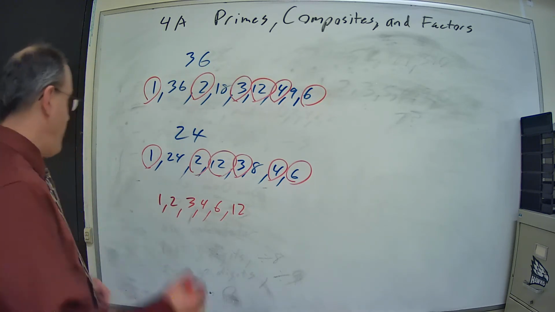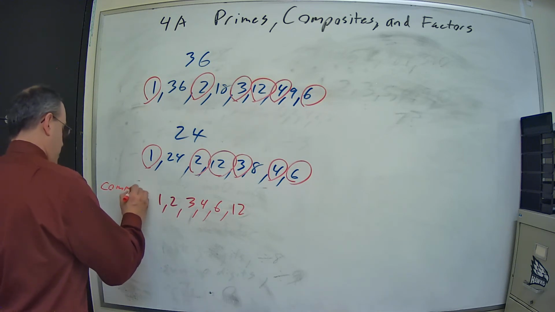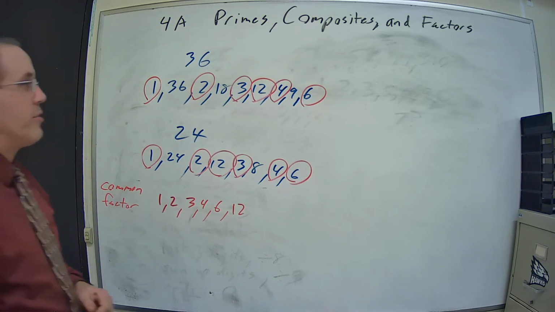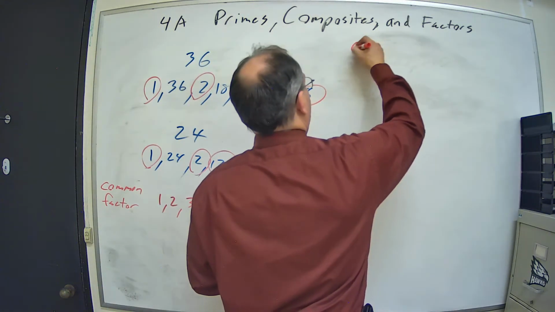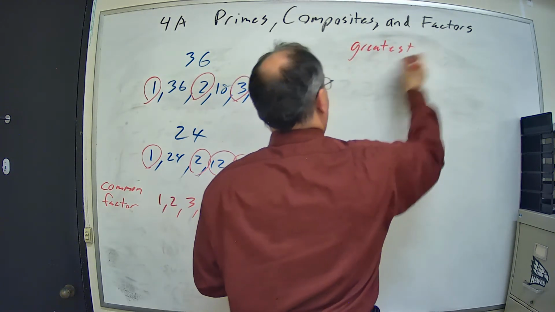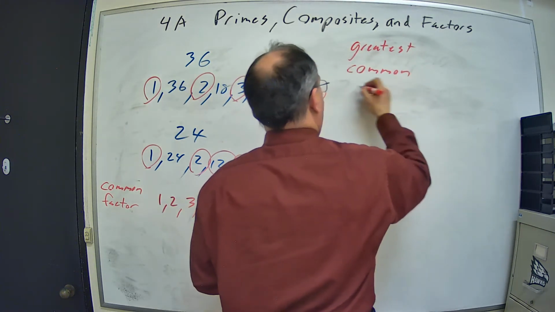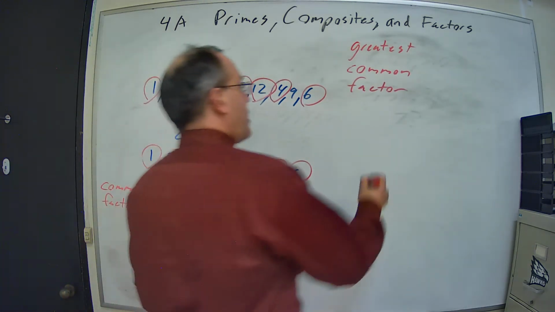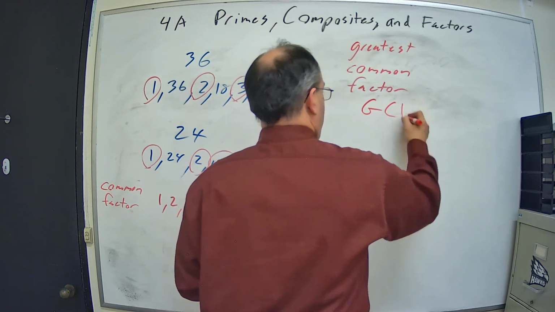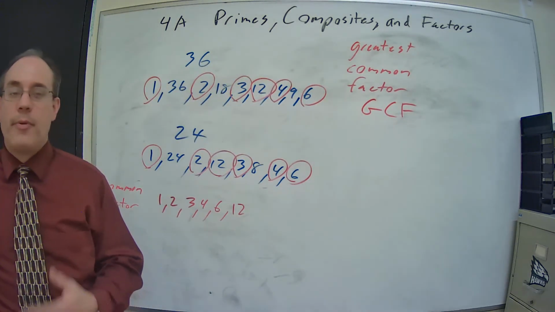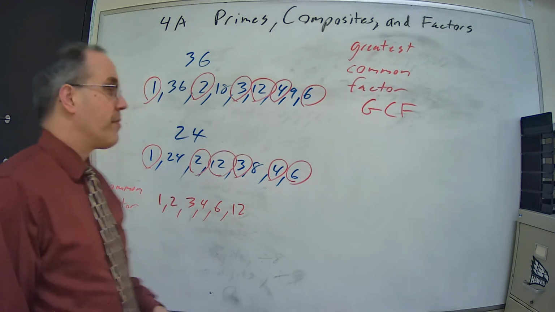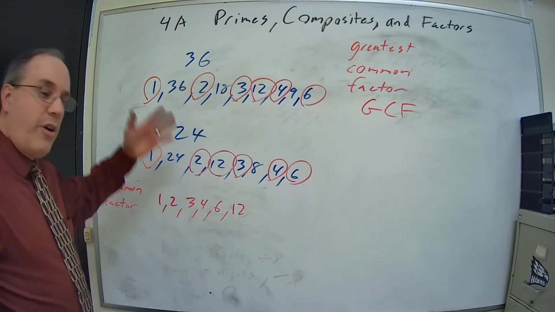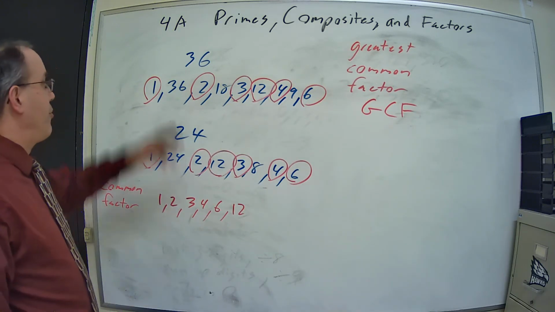Now, in addition to common factors, there's also the greatest common factor, sometimes referred to as GCF. The greatest common factor is the largest number that is a factor of both of your original values.